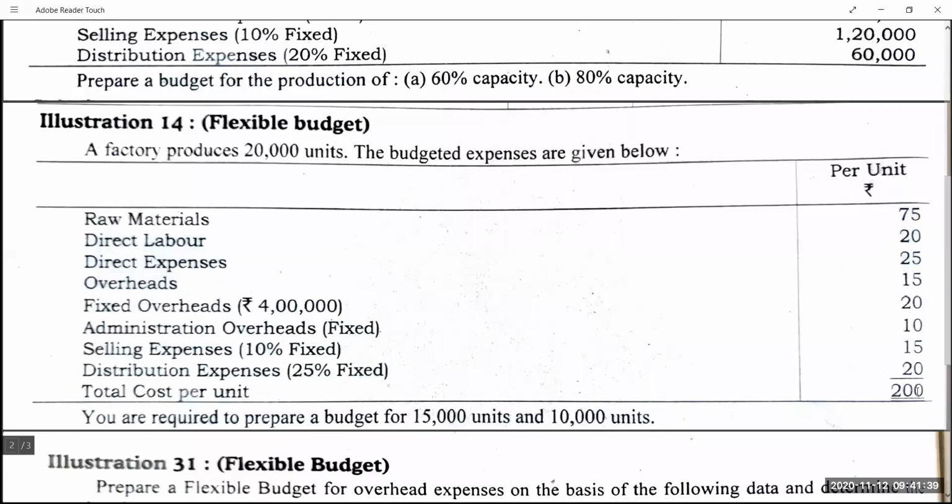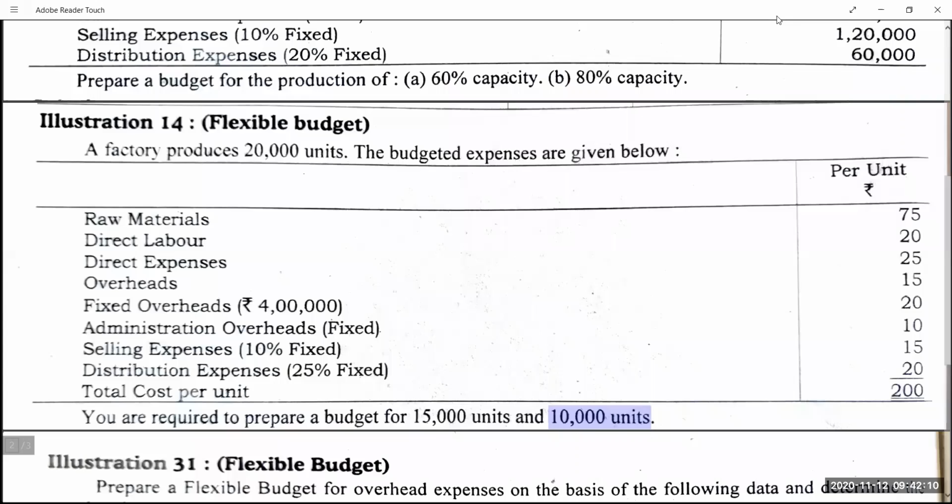Okay, we are given cost per unit, that is the raw material. For 1 unit, what will be the cost? So per unit is given to you. So the cost per unit is given to you with the total number of units. If you are producing 20,000 units, this is the total number of units, what will be the cost accordingly? Likewise, they have told you to prepare a budget for 15,000 units and 10,000 units.